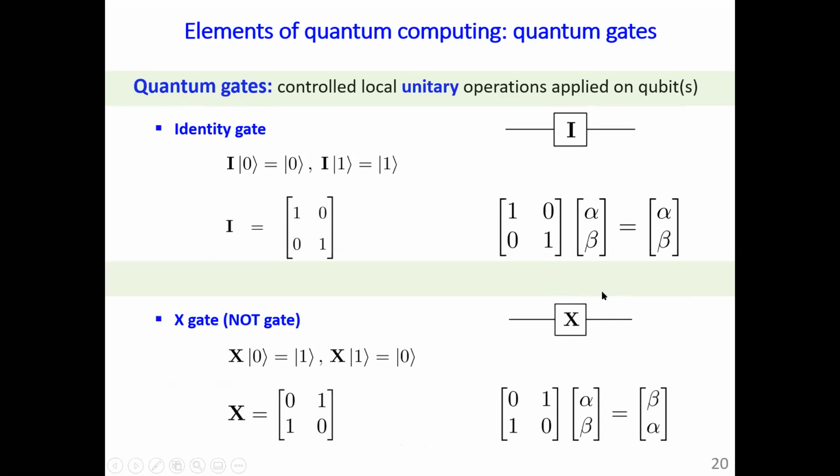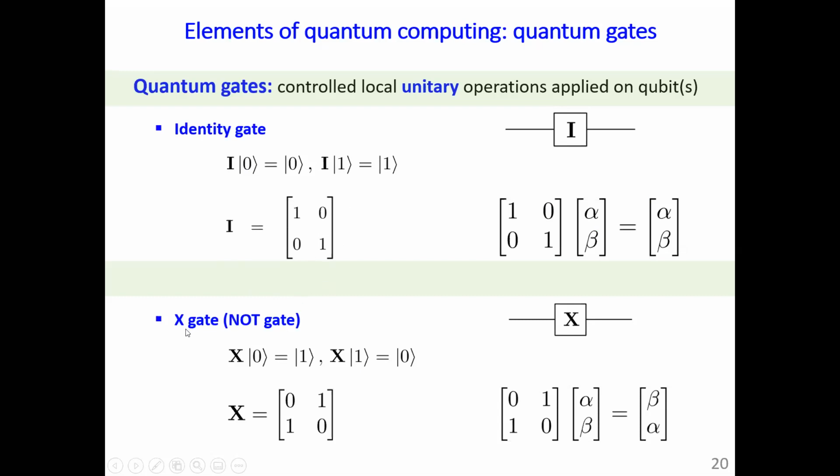And from here, I'm going to introduce the other concept, quantum gates. Quantum gates are controlled local unitary operations applied on qubits. An identity gate does nothing to the qubit, therefore it is equal to the identity operator. In the representation formed by 0 and 1, we have the identity matrix as follows.